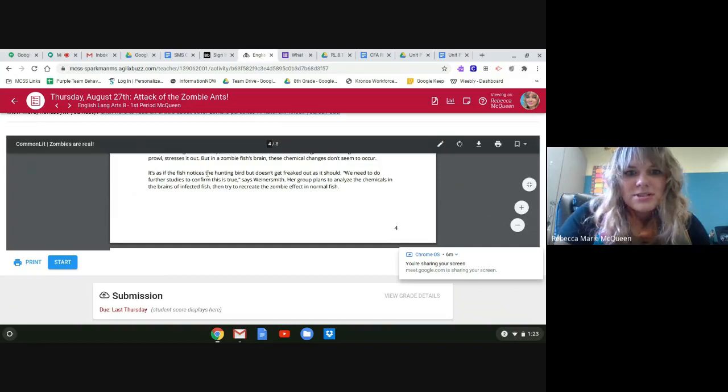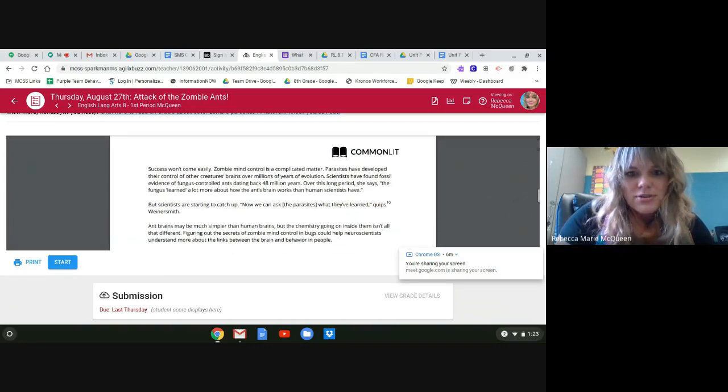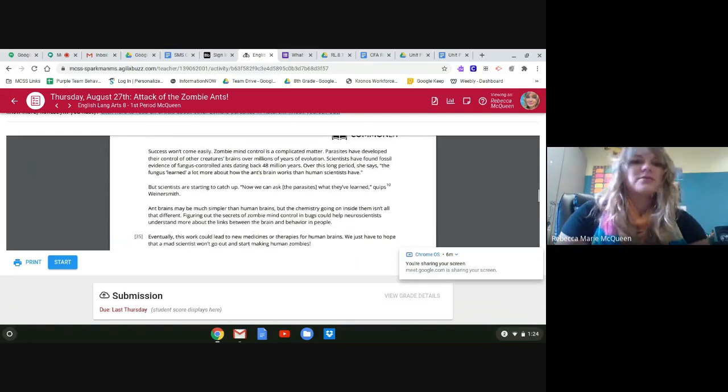It's as if the fish notices the hunting bird doesn't get freaked out as it should. We need to do further studies to confirm this is true, says Weinersmith. Her group plans to analyze the chemicals in the brains of infected fish, then try to recreate the zombie effect in normal fish. So this is the important part of the article right here, the very end. You're going to have questions about this part.